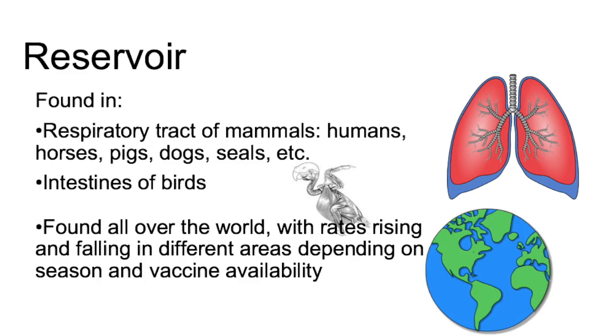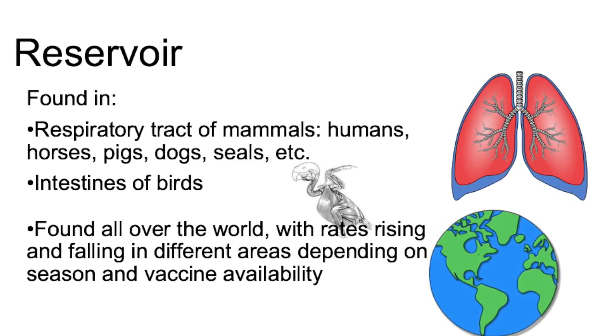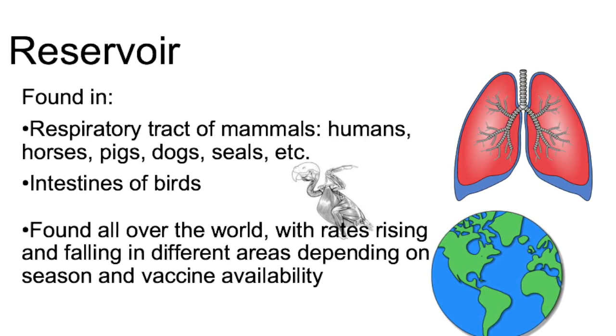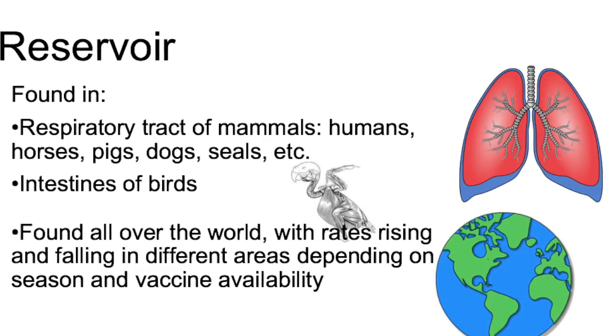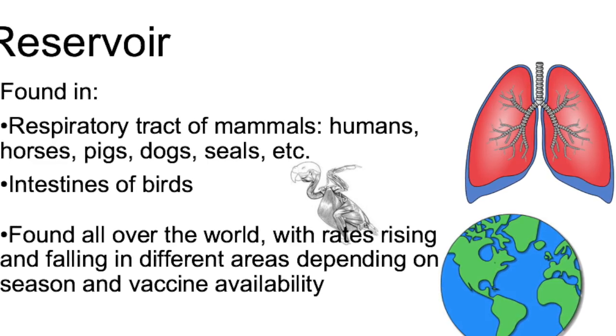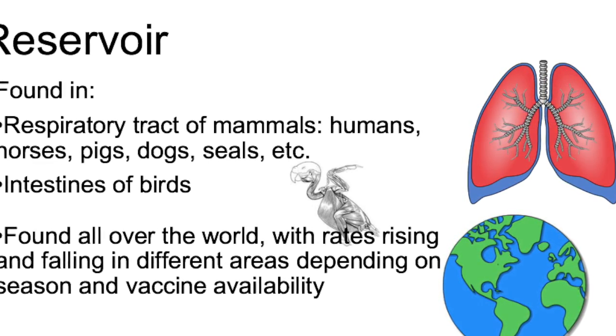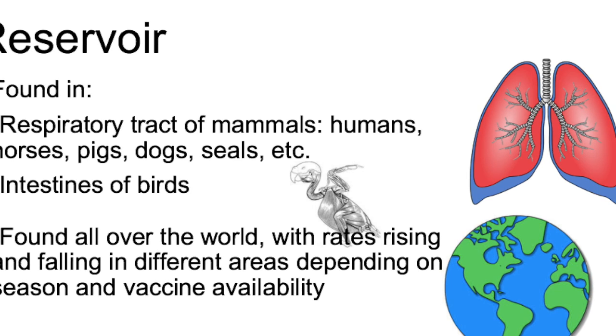So first off, the reservoir. The influenza virus is found in the respiratory tract of mammals, such as humans, horses, pigs, dogs, and seals, to mention a few. It is also found in the intestines of birds. The virus is also located and found all over the world, with rates rising and falling in different areas depending on the season and vaccine availability.